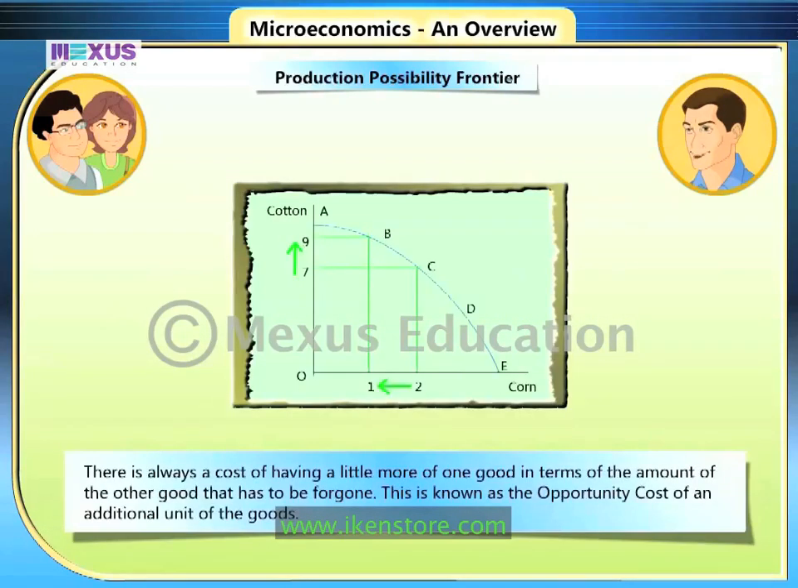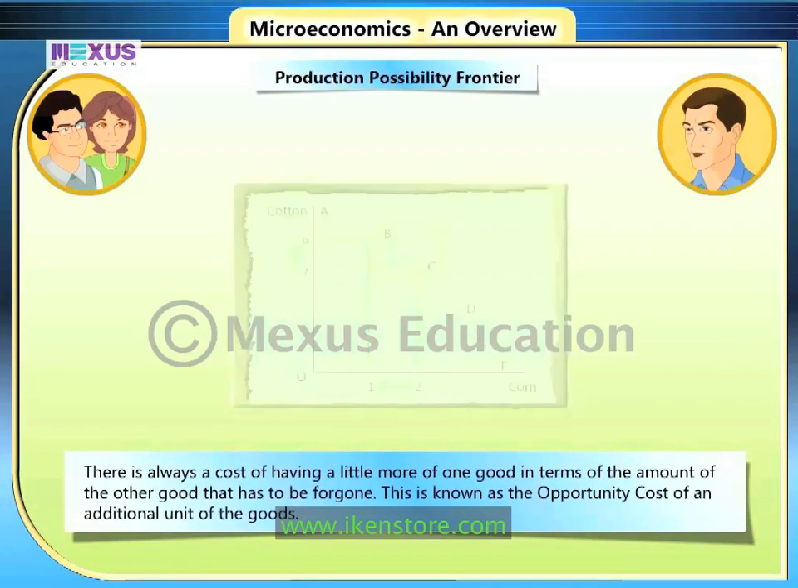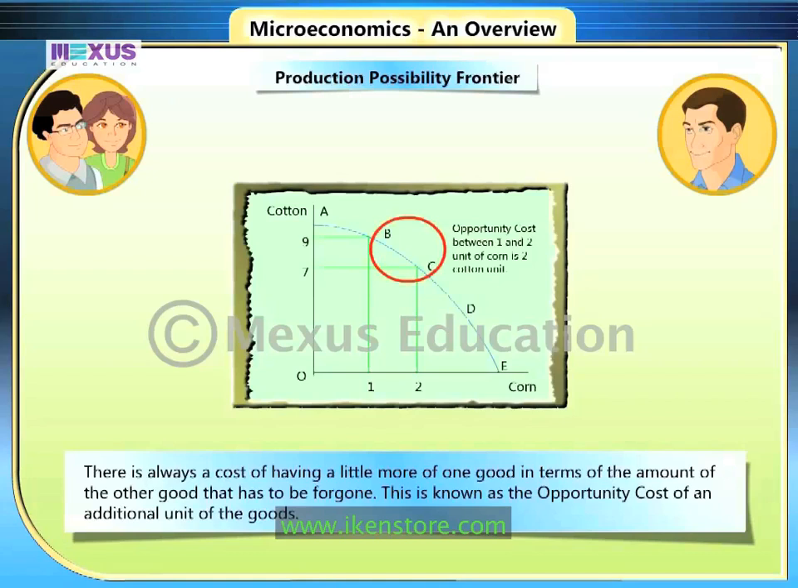Therefore, if we want to have more of one of the goods, we will have less of the other goods. Thus, there is always a cost of having a little more of one good in terms of the amount of the other good that has to be foregone. This is known as the opportunity cost of an additional unit of the goods.